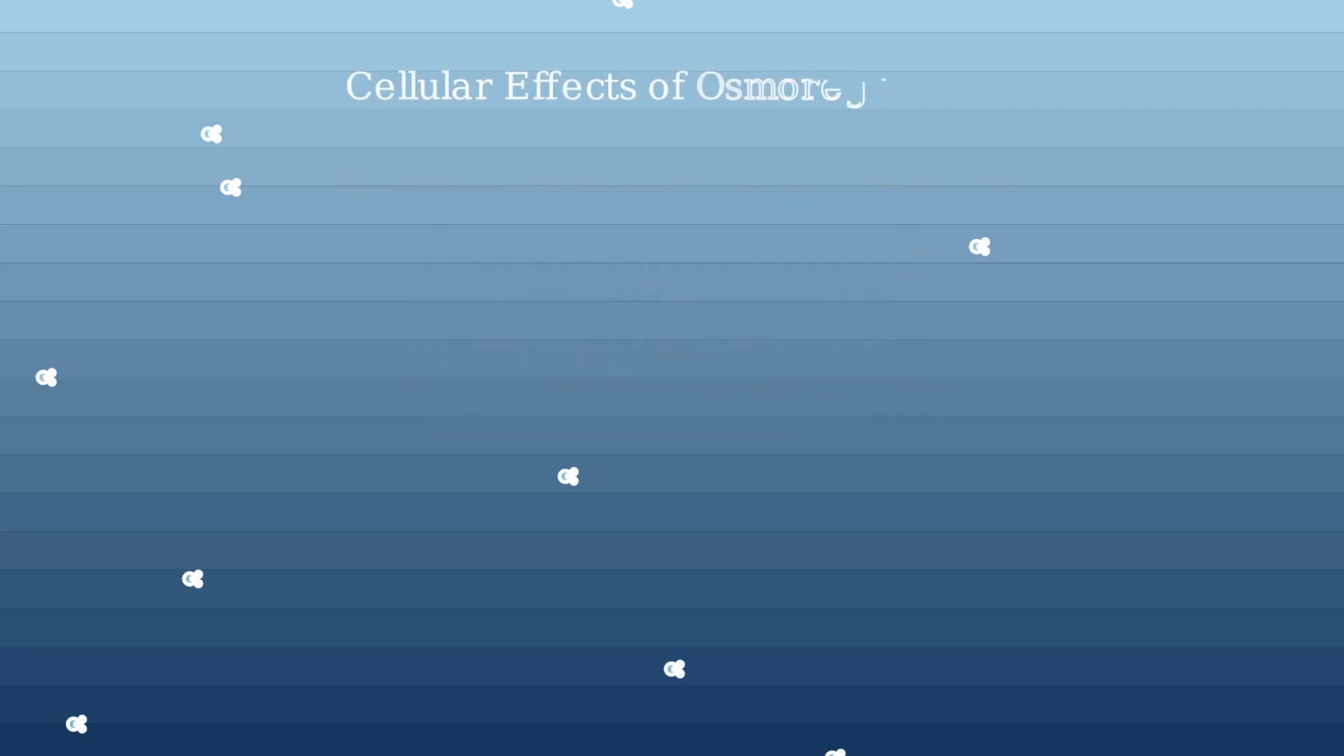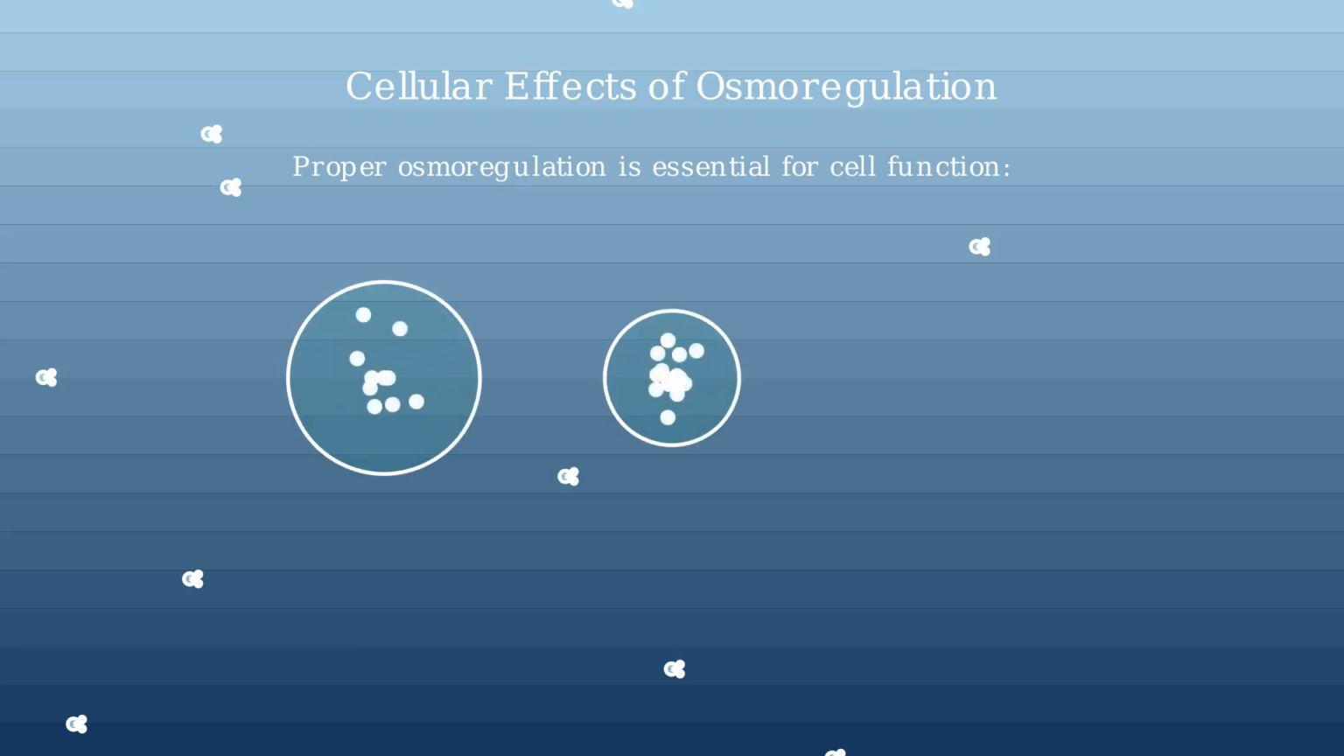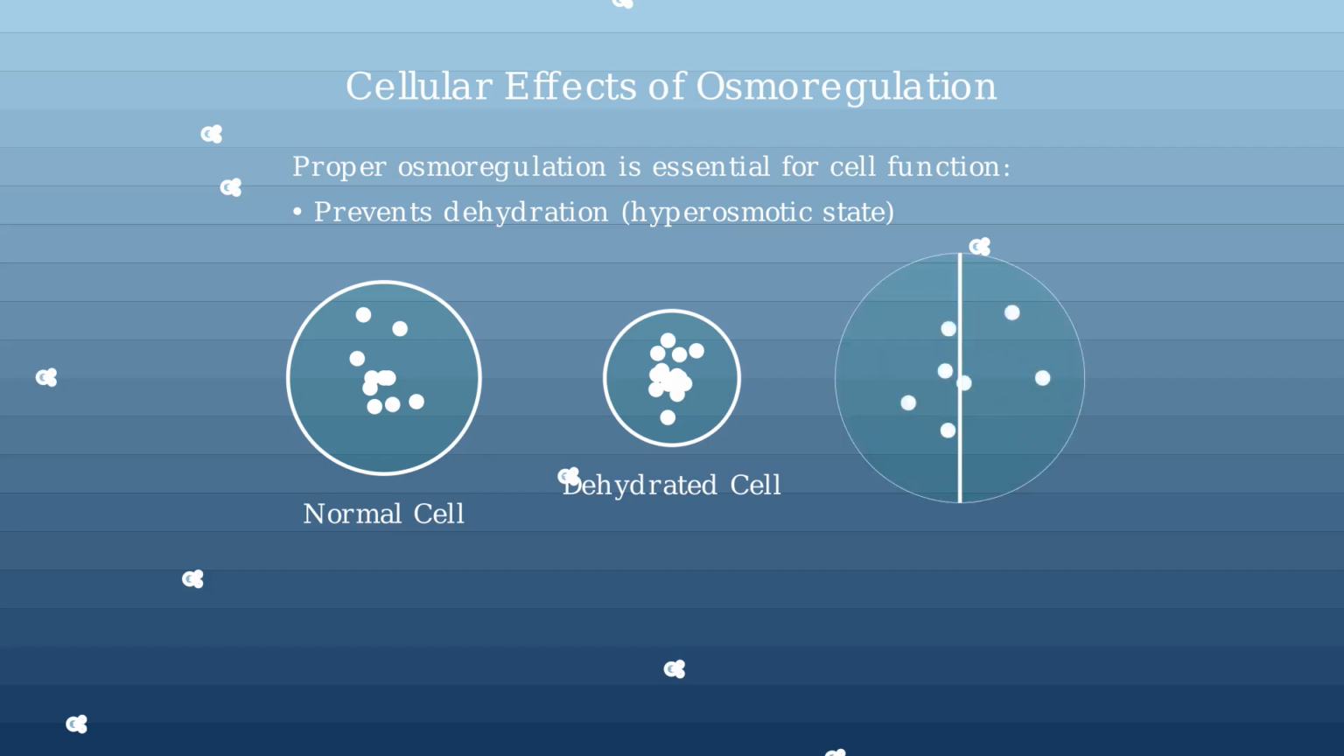Proper osmoregulation is essential for cellular function. It maintains the optimal fluid environment for cells to operate. In a dehydrated state, cells shrink as water moves out by osmosis, disrupting cellular processes and potentially leading to cell death. Conversely, when too much water enters cells, they can swell and potentially burst, a process called cytolysis, which is equally harmful.